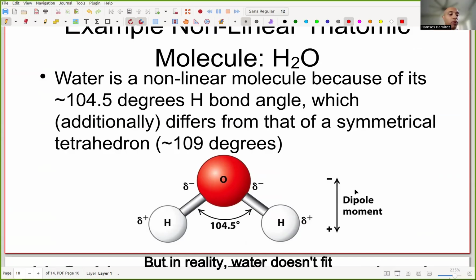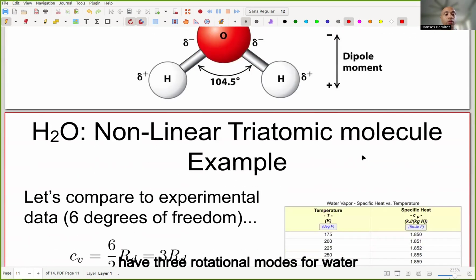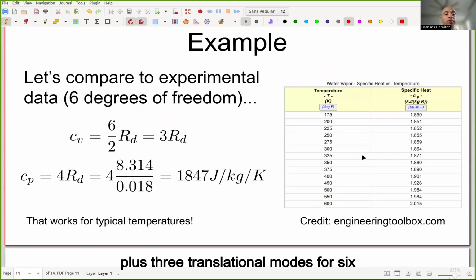But in reality, water doesn't fit this mold. It exhibits some nonlinearity because of its dipole moment. It's a polar molecule, so the bond angle between the H atoms on it is 104.5 degrees. It's a bit off from symmetry. There's some slight asymmetry there that adds that extra rotational mode. So you have three rotational modes for water plus three translational modes, for six total.